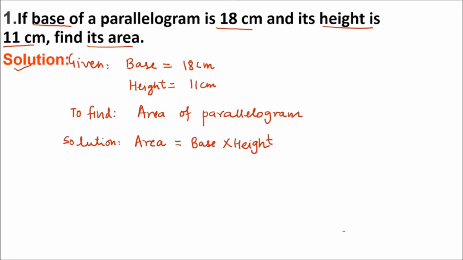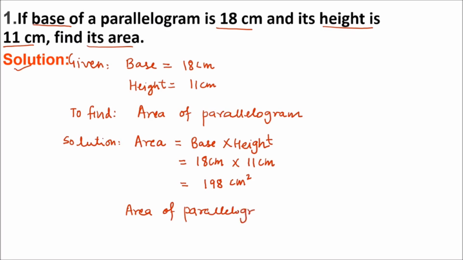So at the place of base, we can write 18 centimeter, and at the place of height, we will write 11 centimeter. Now we are going to multiply 18 with 11, you will get 198, and centimeter into centimeter will be centimeter raised to 2. That is 198 square centimeter. So what is the area of the parallelogram over here? The area of the parallelogram is 198 square centimeter.